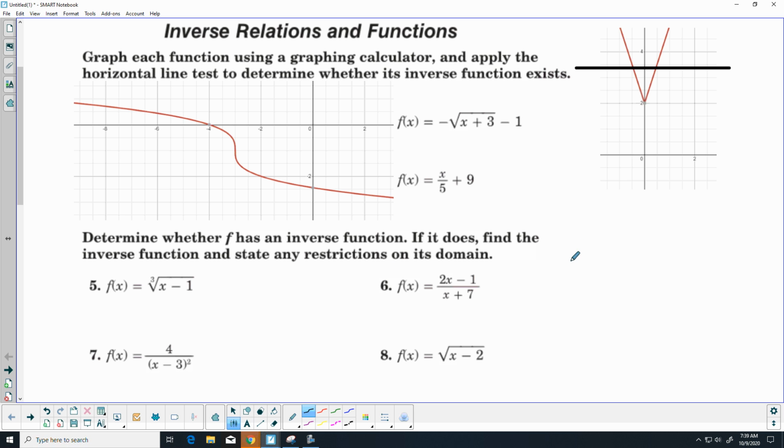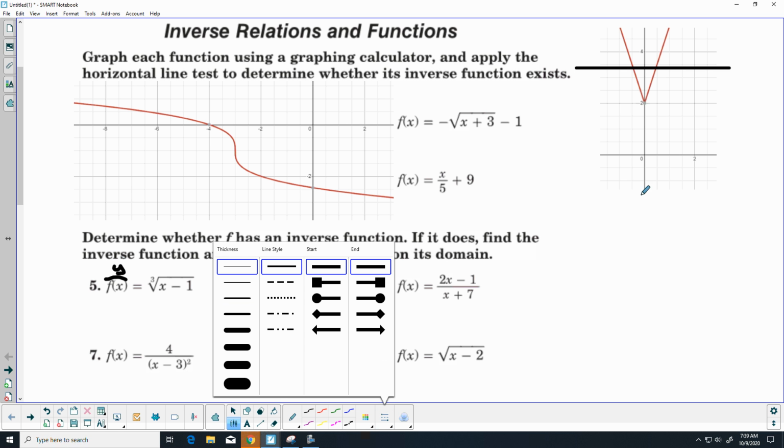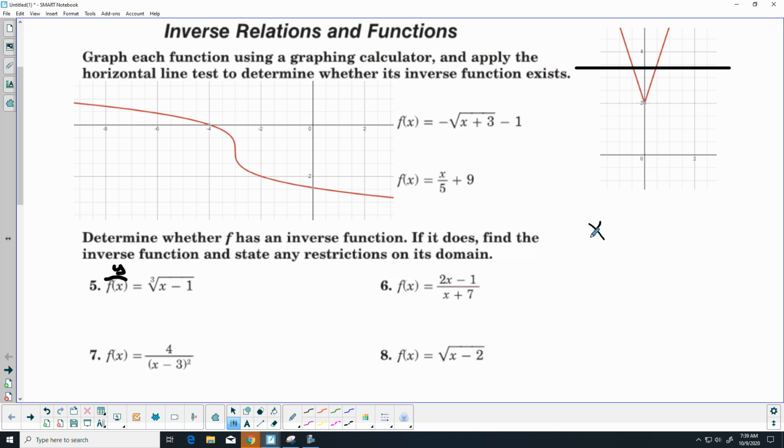To find the inverse, you switch the x's and your y's, and remember f of x is the same thing as y. So I'm going to have x equals the cube root of y minus 1. And I have to solve for my new y. To get rid of a cube root, you do the opposite and cube it. So I'm going to have x cubed equals y minus 1. Add 1 to both sides, and I'm going to get x cubed plus 1 equals y.